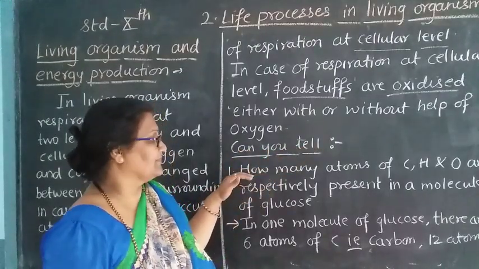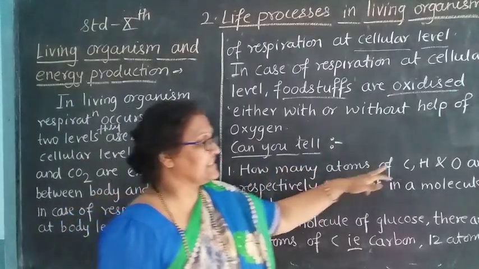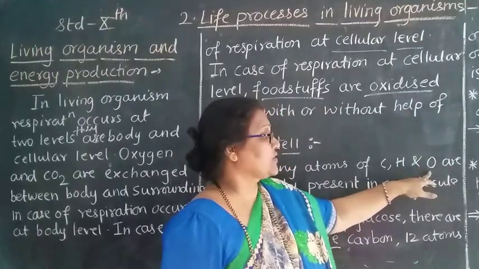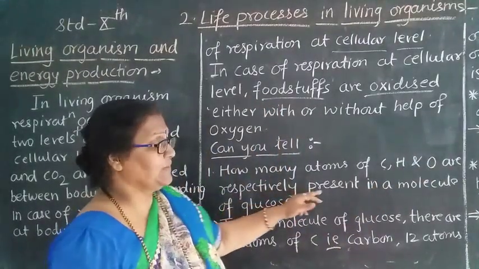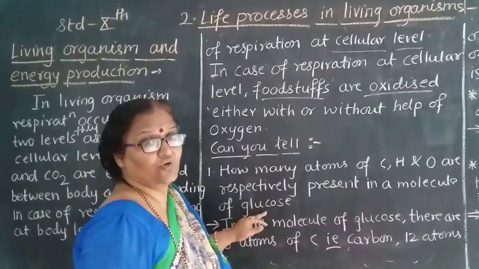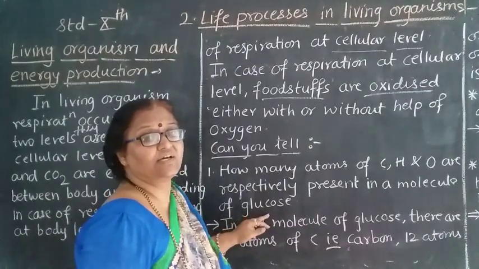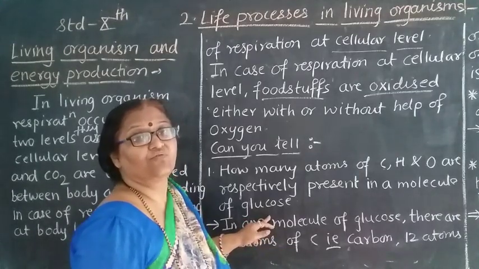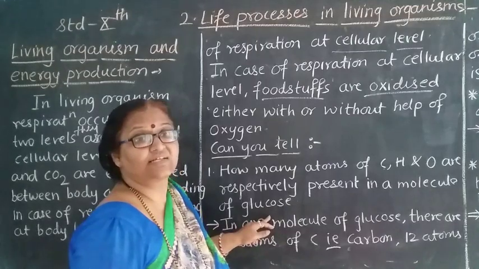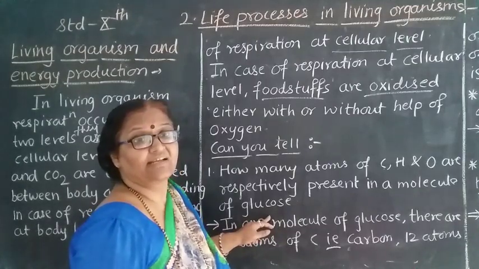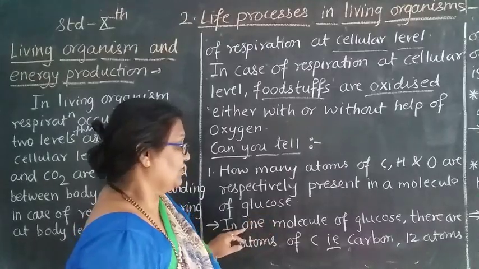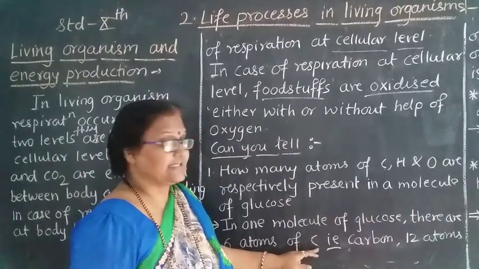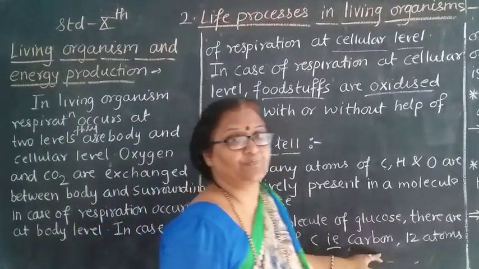See, how many atoms of C, H, O are respectively present in a molecule of glucose? C means carbon, H means hydrogen, O means oxygen. So what is glucose here? Whichever nutrients we are eating are converted into glucose, and we get energy from that. In one molecule of glucose, there are 6 atoms of C, that is carbon.